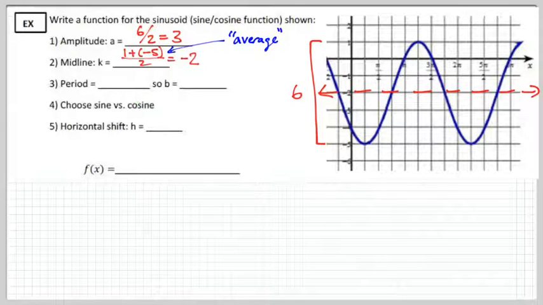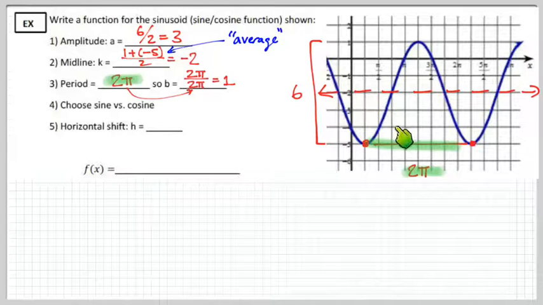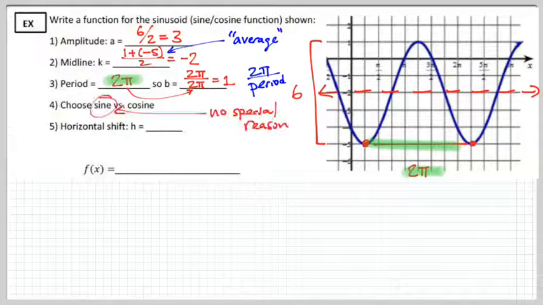Our period, let's see. To figure out the period, let's look at the minimum to the minimum here, since that's kind of convenient. The length is 2 pi. Remember, B is 2 pi divided by the period. The period in this case happens to be 2 pi, so B is equal to 1. Choose sine or cosine. In this case, I just decided to use sine, no special reason.